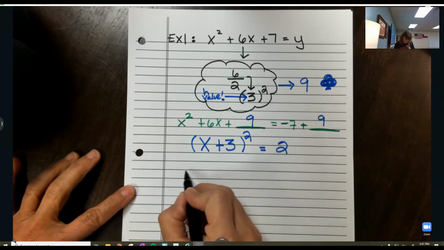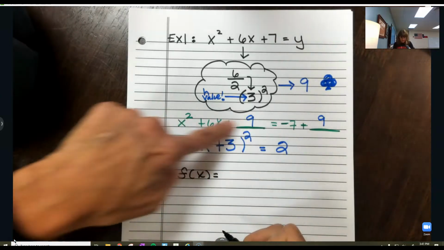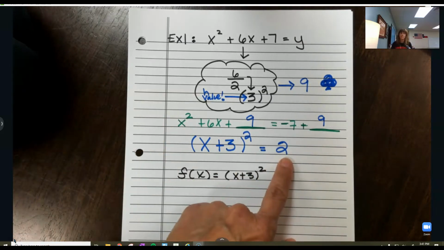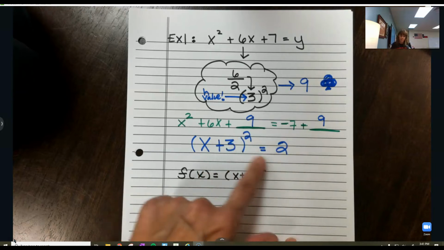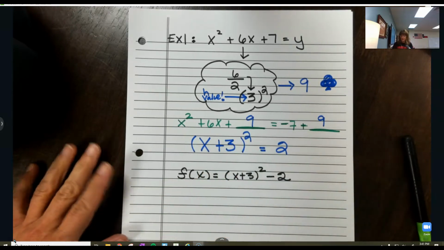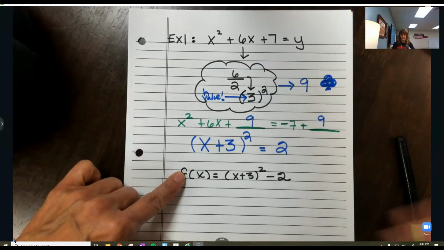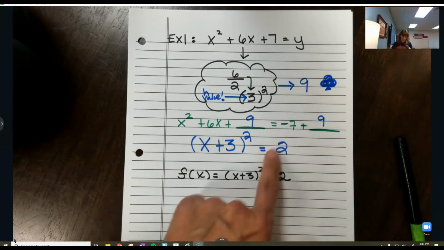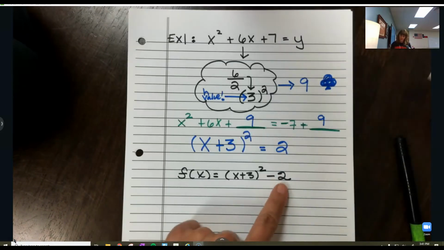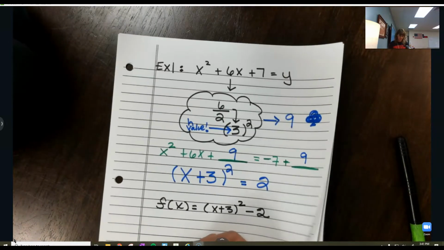So here we go. F of x equals, we're going to write this. And that 2, remember it was on the other side of this. Let's move it back over here. It's going to turn into a minus 2. And that is how we're going to convert standard form to vertex form. And remember that 2 over there, that was like our k in hiding. When you push it back over, it becomes the k value. Let's do this one more time.